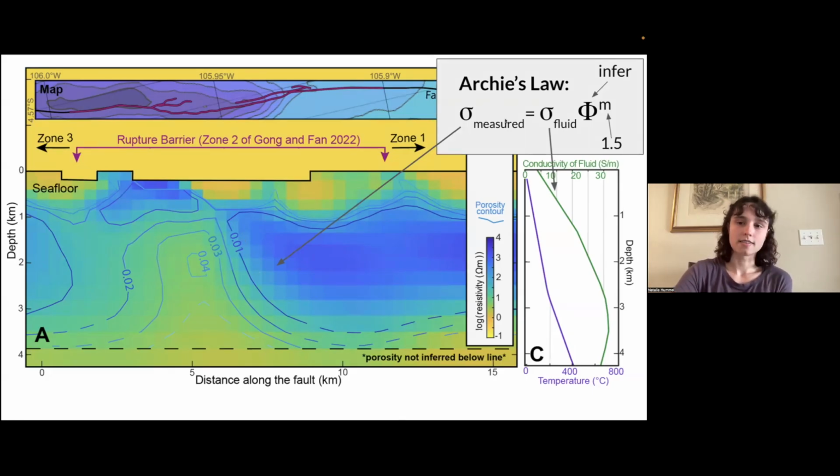So using Archie's law, we've contoured the model with our inferred fluid content. And this assumes that fluid is the primary conductor in the crust here. It's certainly so much more conductive than the normal lithology here, that's usually a pretty decent assumption. And so yeah, you can see we have a couple volume percent fluid in the western part of the rupture barrier and pretty negligible fluid in the easternmost rupture barrier.